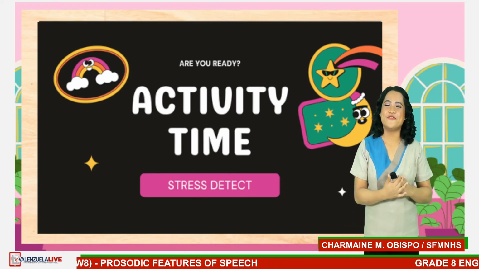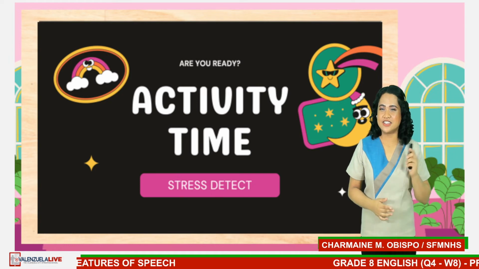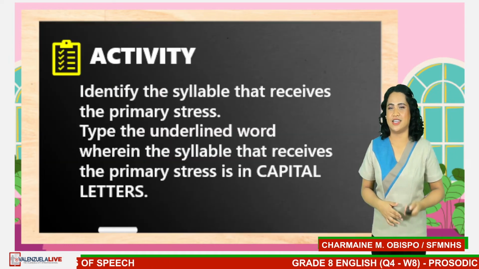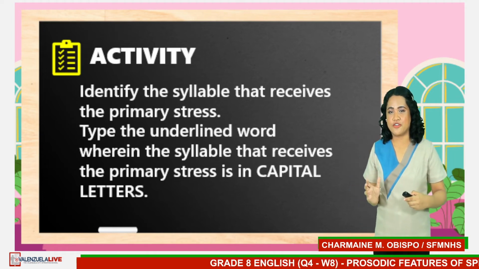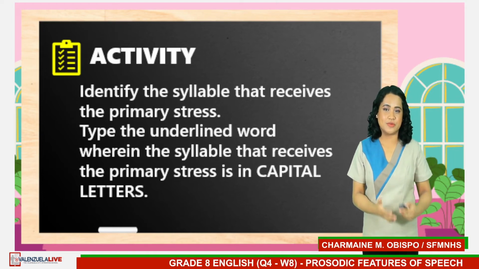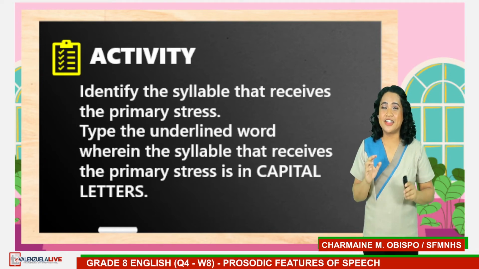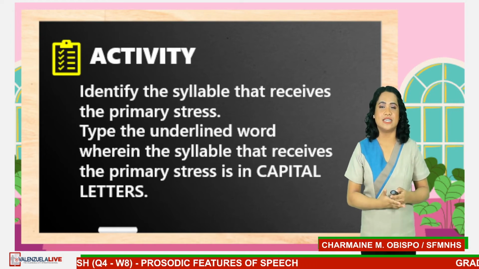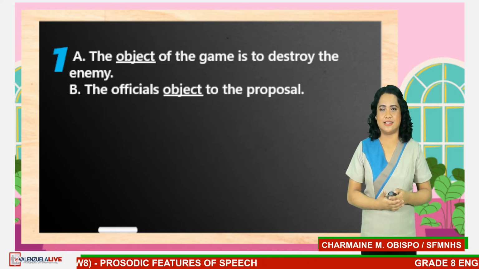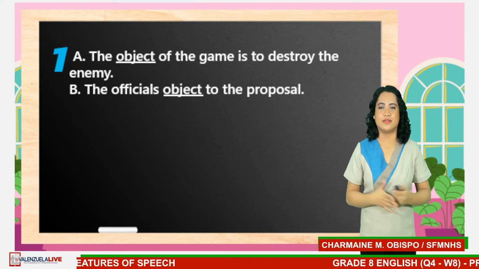Now, it's time for some activity. Bring out your notebook and ballpen and let's check your understanding of our lesson. I'd like you to closely pay attention and listen carefully as I read the sentences that will be shown on your screen. In the comment section, type the underlined word wherein the syllable that receives the primary stress is in capital letters. Let's have this set of sentences as an example.